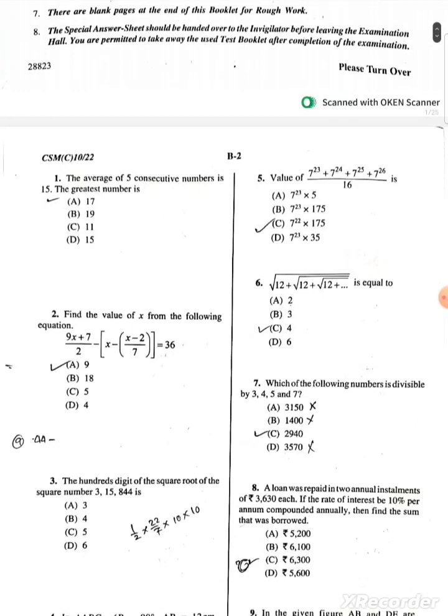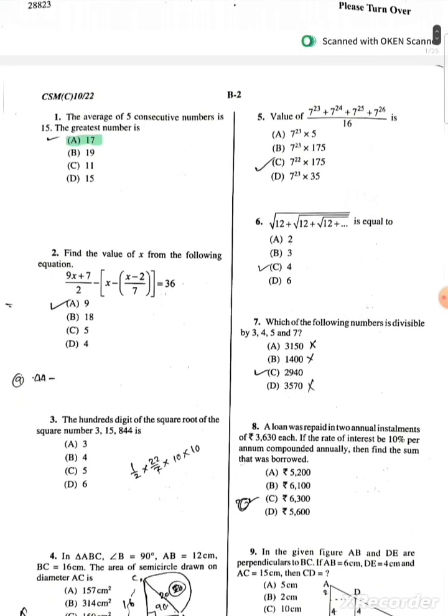Question number 1, the average of 5 consecutive numbers is 15. The greatest number is A, 17. Question number 2, find the value of x. Here you have to find the value of x from the given equation. After solving you will get A, 9.